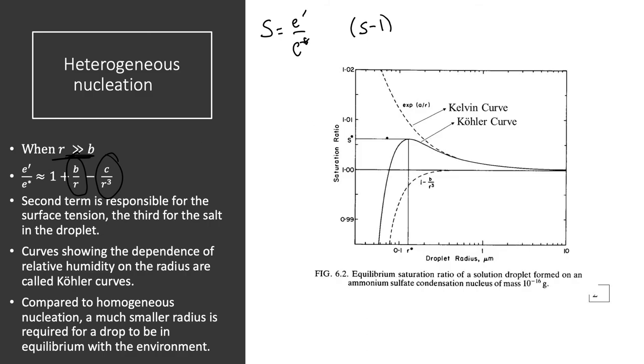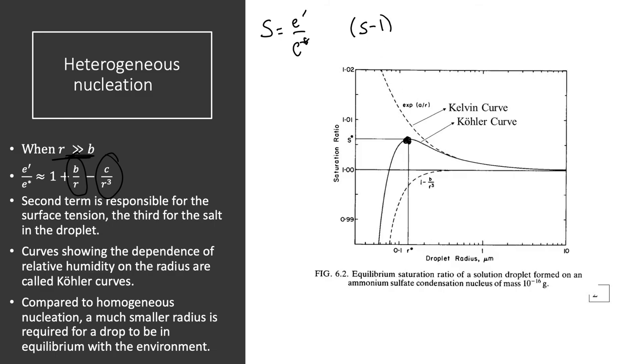Obviously, these two things are happening at the same time, and so, as you could imagine, there's probably a happy medium, and this happy medium is exactly this point here, right? This maximum point here is the critical radius, okay?